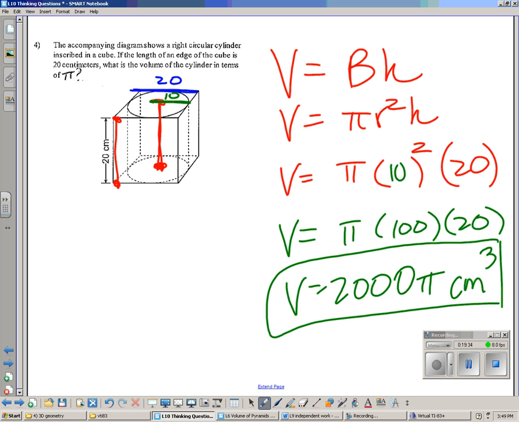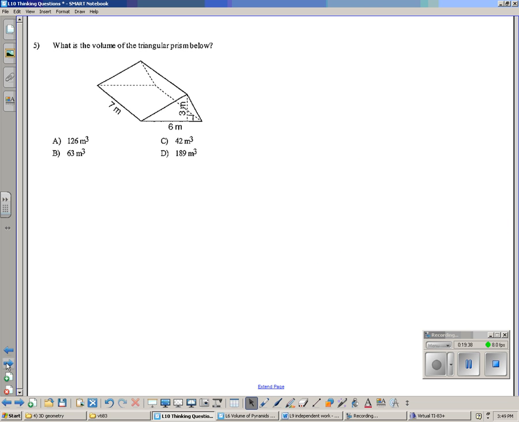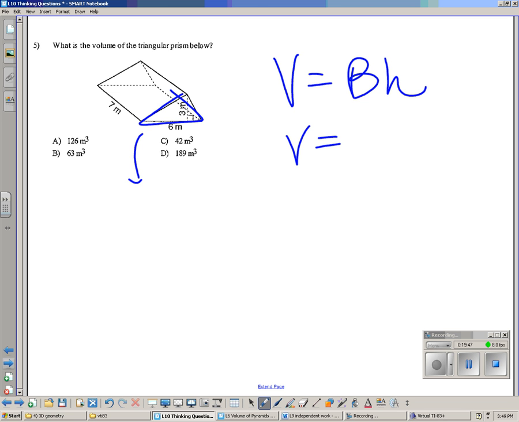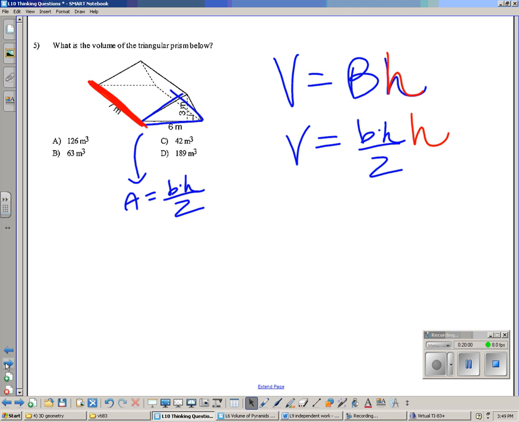Okay. All right, number 5 says, what is the volume of the triangular prism below? The volume formula for a prism is big B times H. Since this is a triangular prism, the area for a triangle is base times height over 2. That's what your big B gets replaced with. Times the red H is coming from the dimension that makes this a prism, which is the depth or the height of the prism, which is 7.